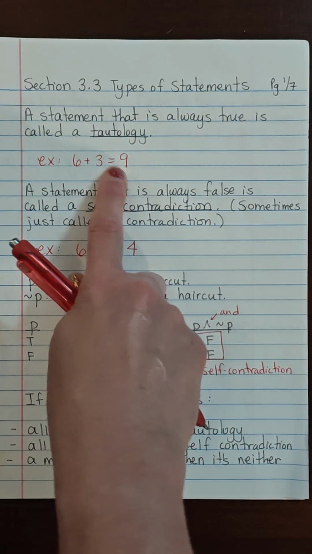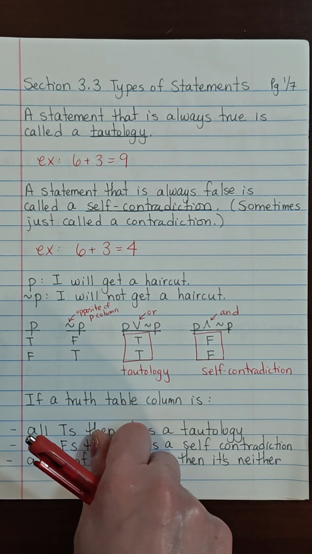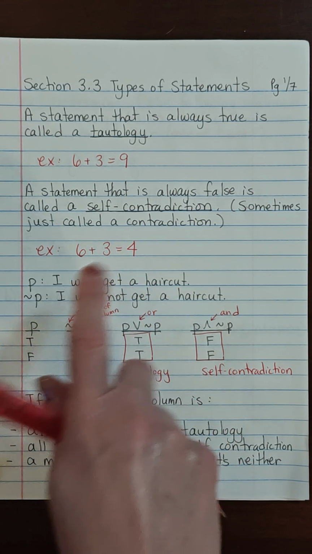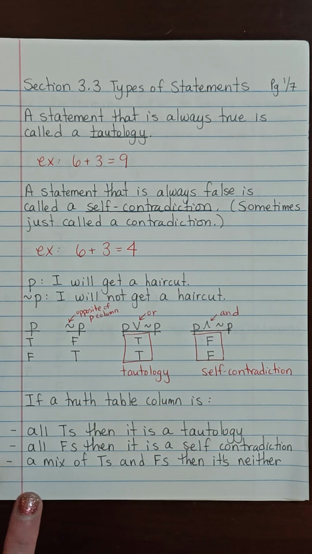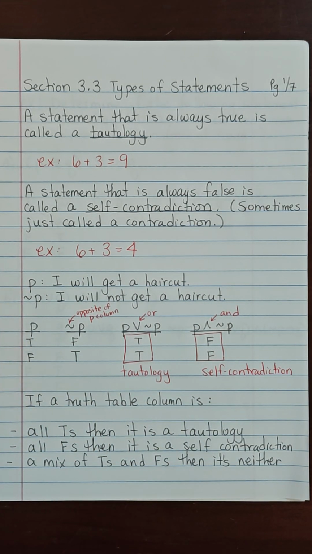So I'll give you some examples. A tautology, a statement that's always true: 6 plus 3 equals 9, right? Always true. 6 plus 3 equals 4, always false, right? So let's look at some of these statements where sometimes they're true, sometimes they're false. It just kind of depends on the scenario, right?